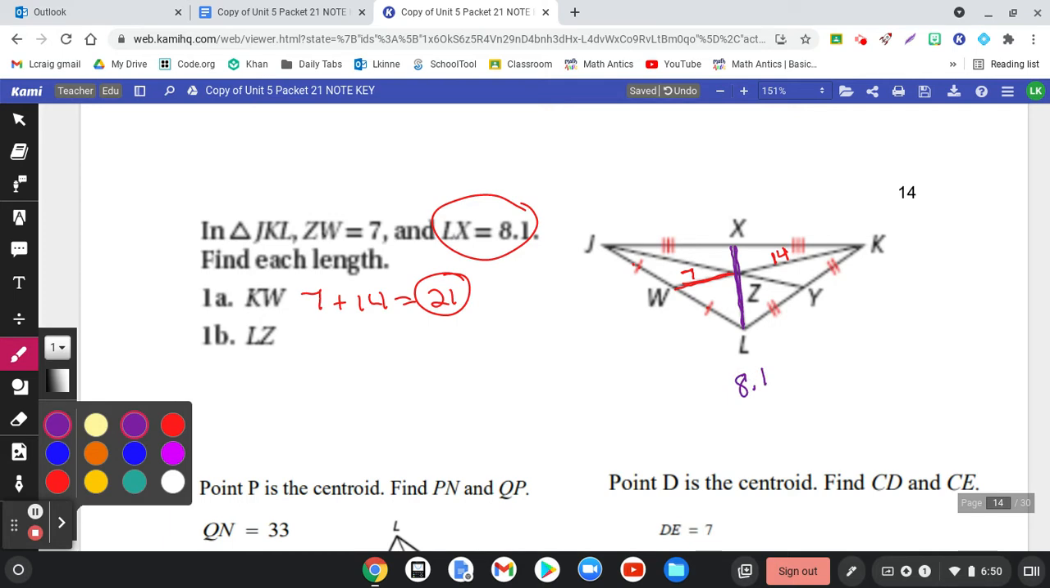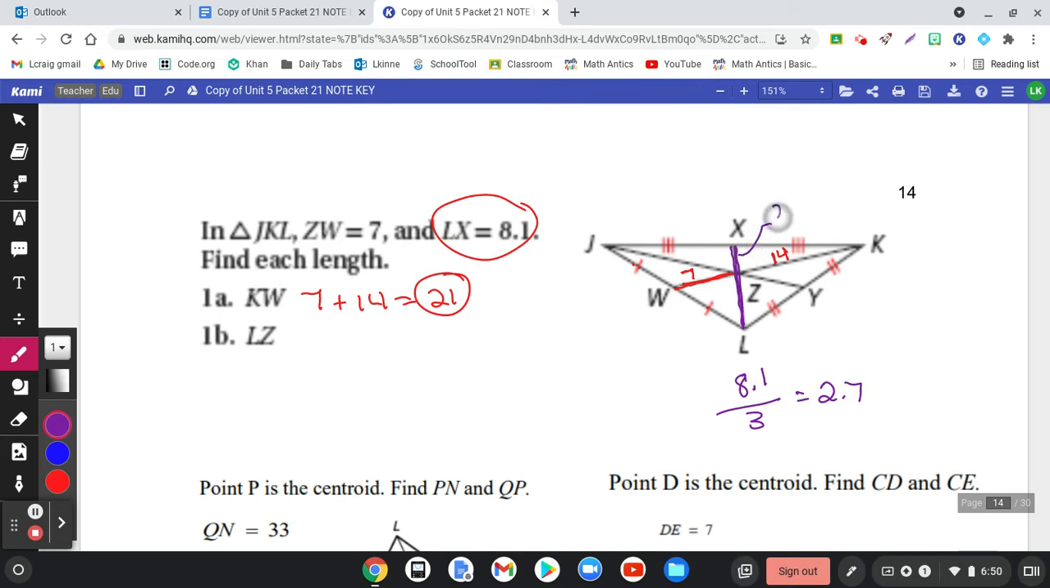So again, if you want to find just a part of it, divide it into thirds. 8.1 divided by 3, you can use your calculator if you need to. I've already calculated it, so we'll speed it up a bit. 8.1 divided by 3 is 2.7. All right, so that means this little part's 2.7. This bigger part is twice that, so it's 5.4. So LZ is 5.4.